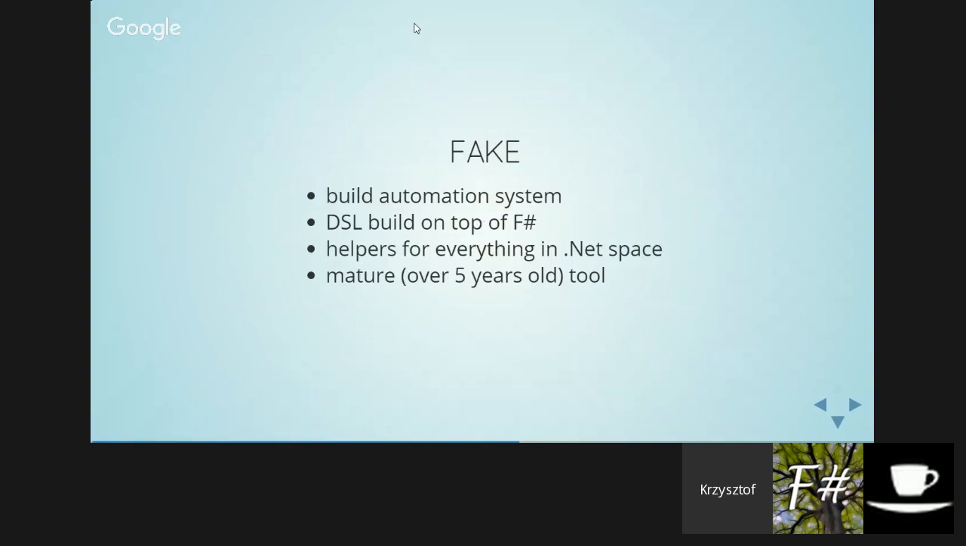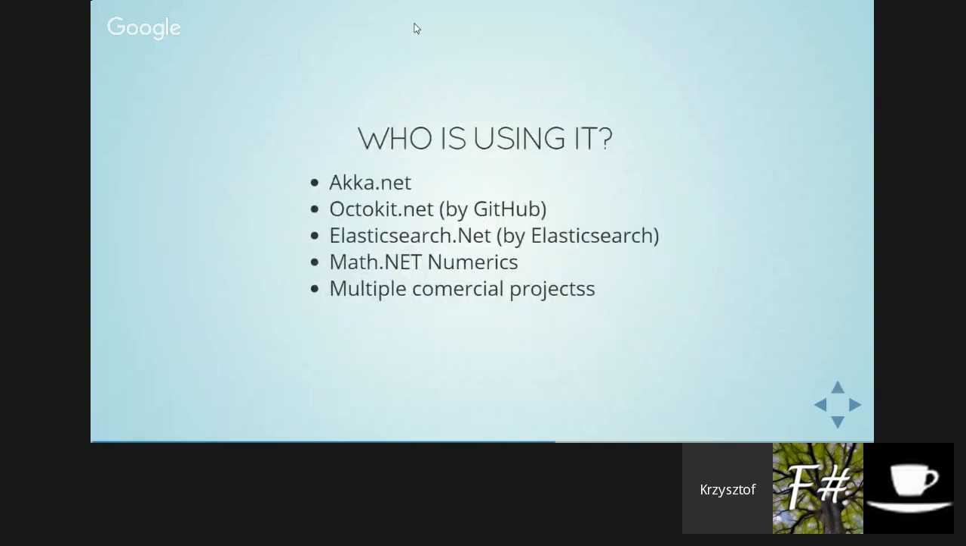It's also a very old tool. It was probably one of the first very popular tools in F# space, which started to be used by almost everyone. And both Paket and Fake are nowadays used by almost every F# open source project, and we have many commercial projects also using those two tools. So who is using Fake? For example, Akka.net, GitHub, Elasticsearch, Math.net, all those projects.